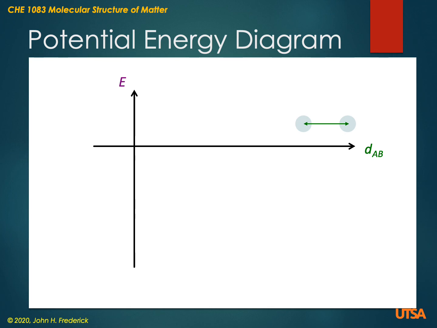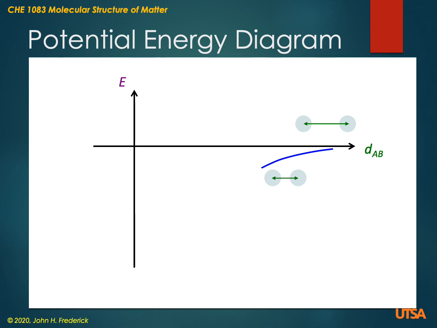Now I'm going to make some little diagrams to sort of illustrate what that distance looks like. So here's a case where the atoms are very far apart and there's a little bit of an attractive force, so they're slightly below that 0 point. As they move closer together, what happens to the energy is that it goes down.